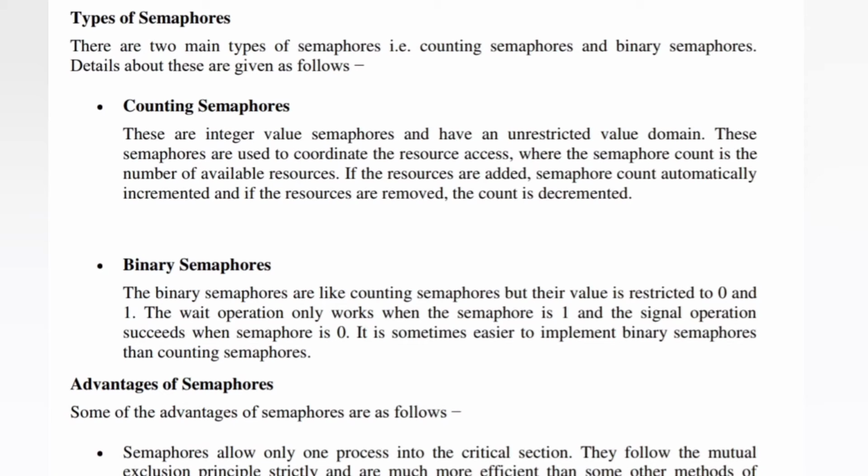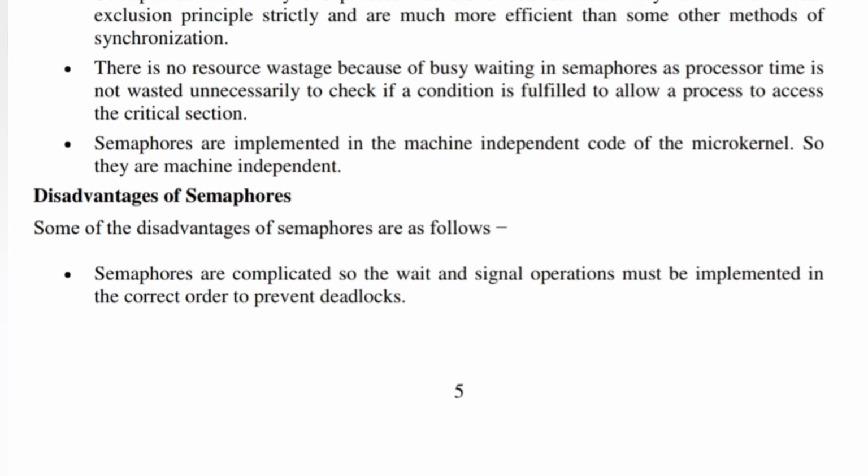Advantages of semaphores: some of the advantages of semaphores are as follows. Semaphores allow only one process into the critical section. They follow the mutual exclusion principle strictly and are much more efficient than some other methods of synchronization. There is no resource wastage because of busy waiting in semaphores, as processor time is not wasted unnecessarily. To check if a condition is fulfilled to allow a process to access the critical section, semaphores are implemented in the machine independent code of the microkernel, so they are machine independent.